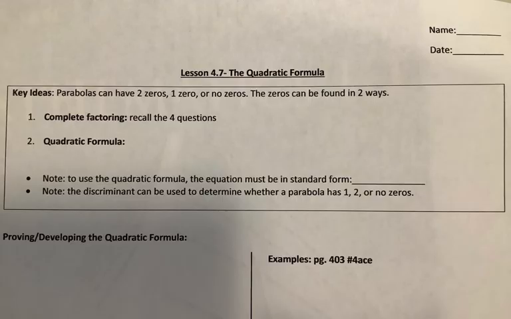At the top of your handout, you'll have a box that says key ideas. And there it says parabolas can have 2 zeros, 1 zero, or no zeros. The zeros can be found in two ways. First, we could factor. So remember the 4 questions when we factor. We would ask, is there a greatest common factor?